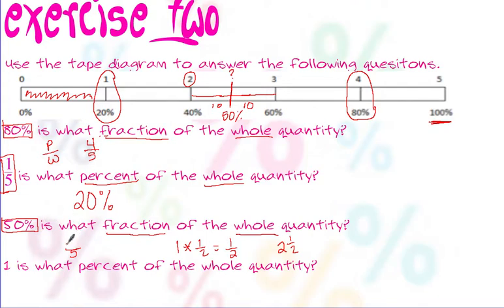So 50% is 2.5 fifths of the quantity. If I multiply it by 10, I can also say that it is 25/50ths of the quantity if I were to break these down even smaller. Or I could say that it's 1/2.